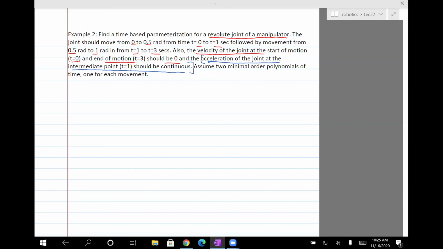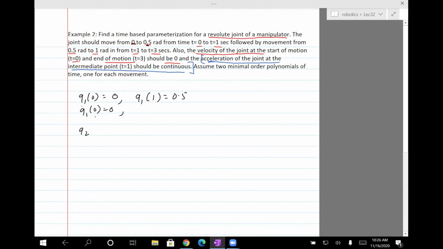Okay, so let's write the 8 conditions. First of all, q1 at t equals 0 is 0. That's these two. This is what I'm writing. q1 at t equals 1 equals 0.5. Next, the velocity at the start is 0. The velocity at the end of the first half is, sorry, that's not given, right? Okay, so those are the three conditions we get.